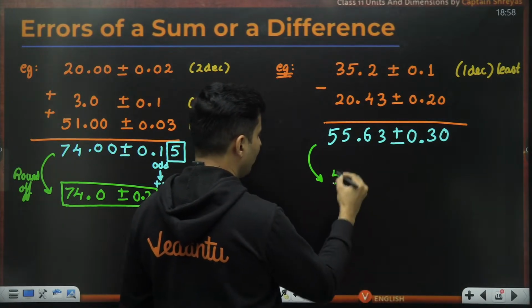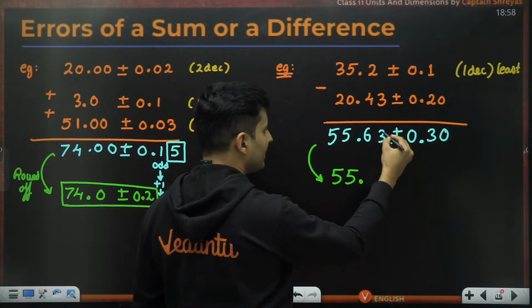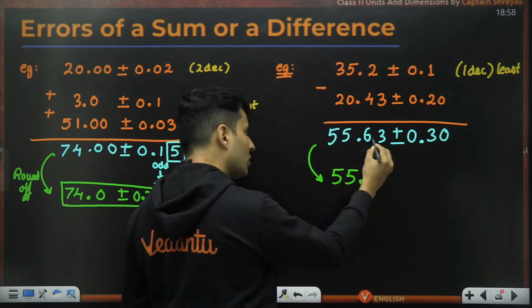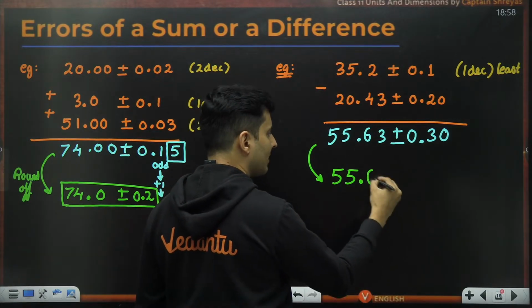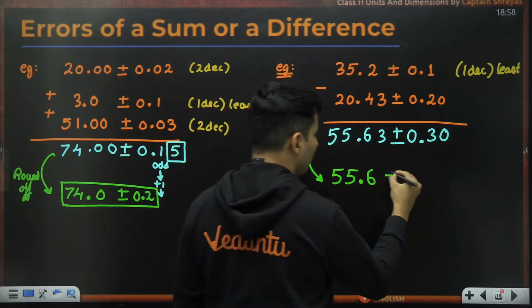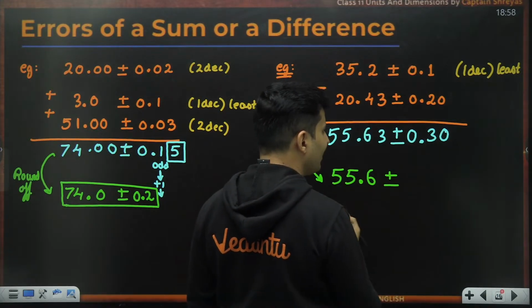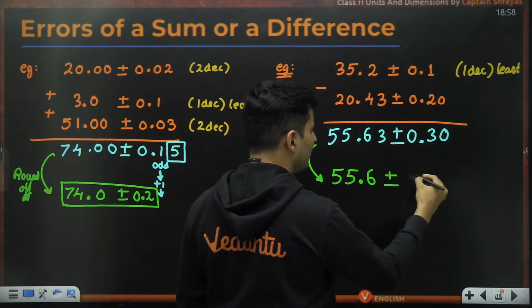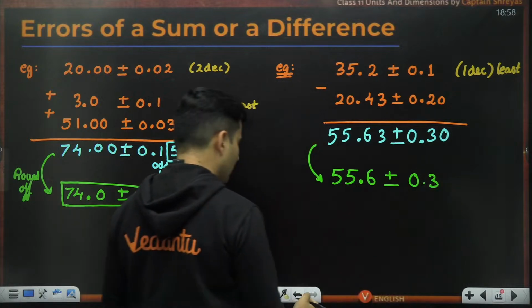So it will be 55 point. This 3 is lesser than 5, so just keep the previous digit as it is. So it will be 55.6 plus minus. This is 0.30, so just get rid of that 0. It will just become 0.3. So that will be correct.